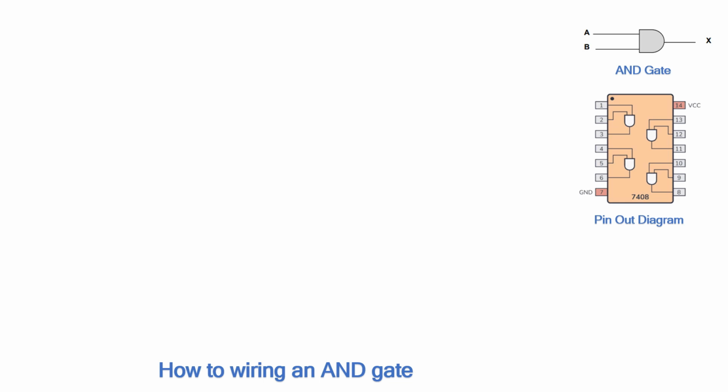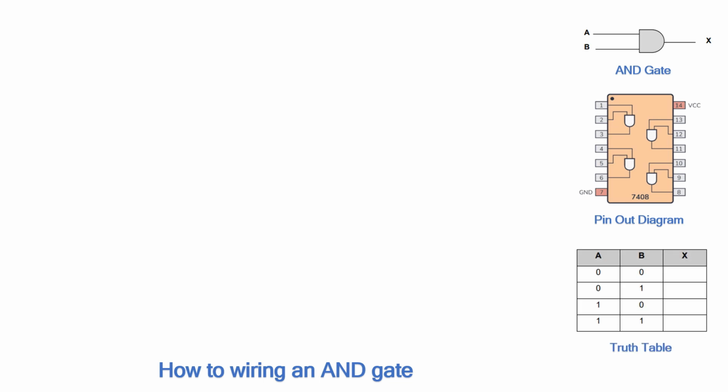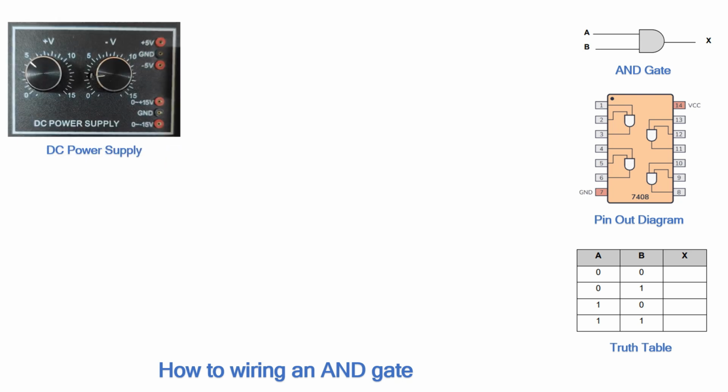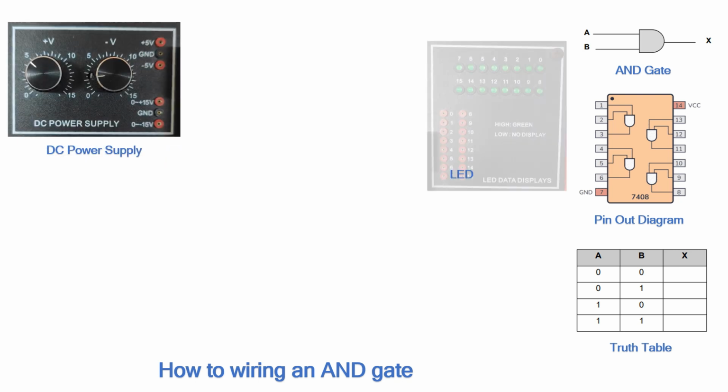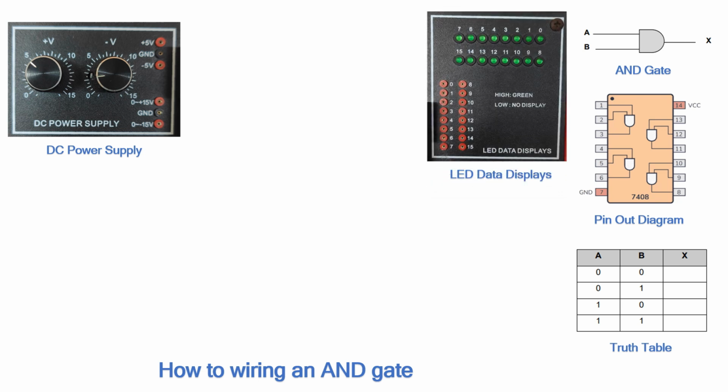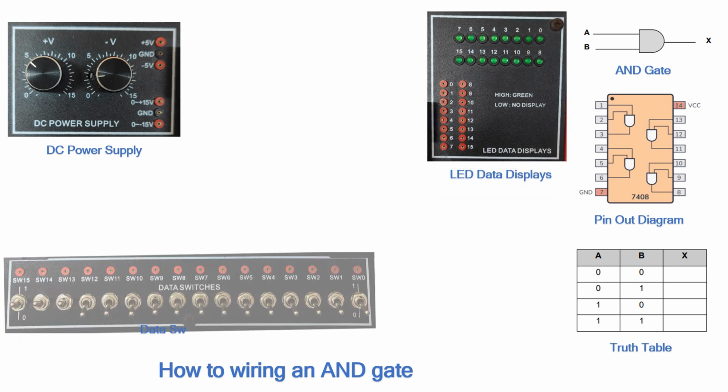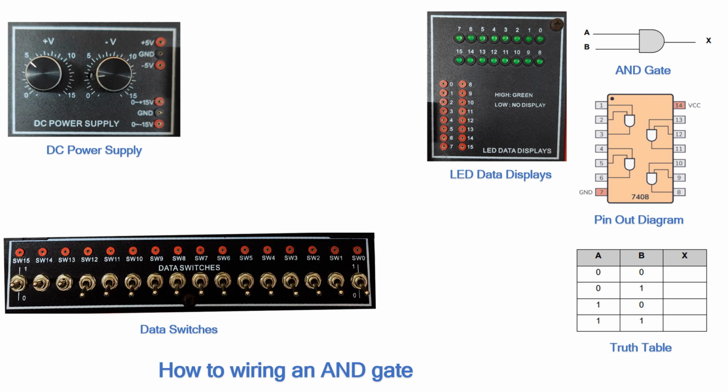Next, we will look at how to wire an AND gate. Before we start, we need to know the symbol of an AND gate and the pinout diagram of the IC 7408 series, and the result will be recorded in the truth table. We will only concentrate on three parts in the trainer, which are the DC power supply to power the circuit up, the LED data displays that will connect as output, and the data switches that will connect as input.